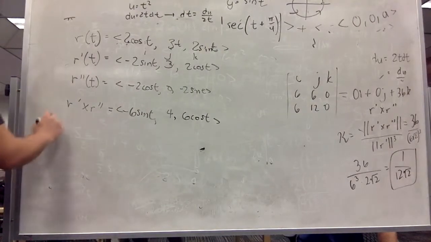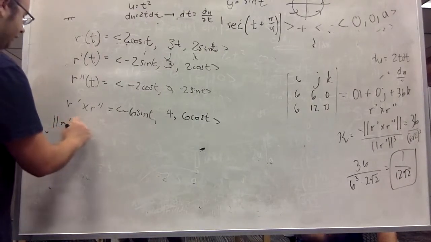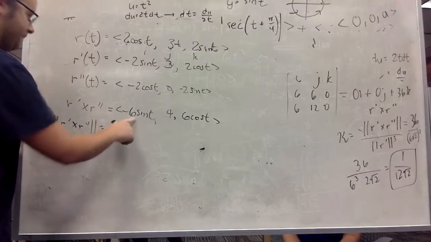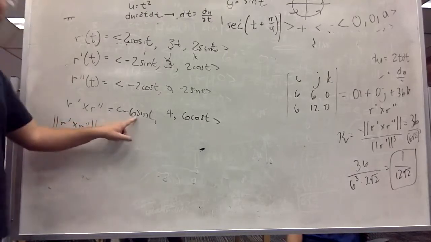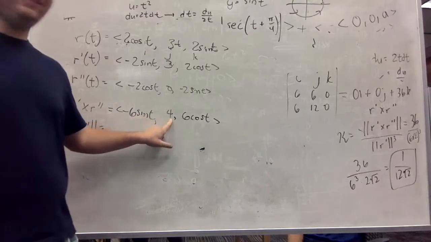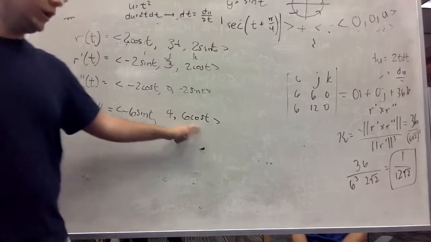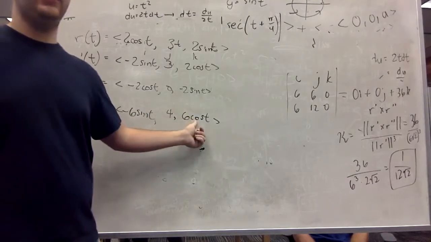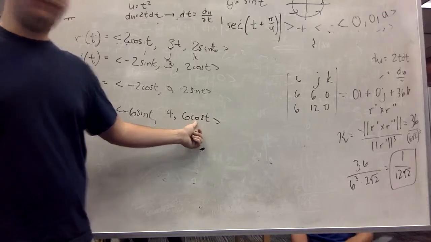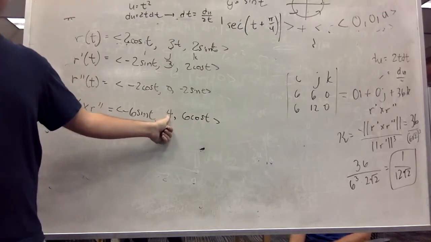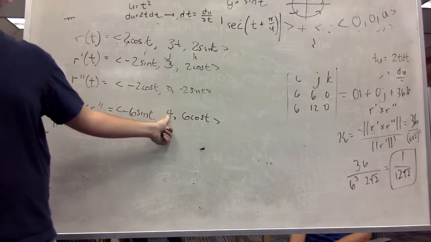Actually, we'll get it now. This would be 36 sine squared plus 16 plus 36 cosine squared. What's 36 sine squared plus 36 cosine squared? 36. 36 plus 16 would be how many cards in a deck? 52.